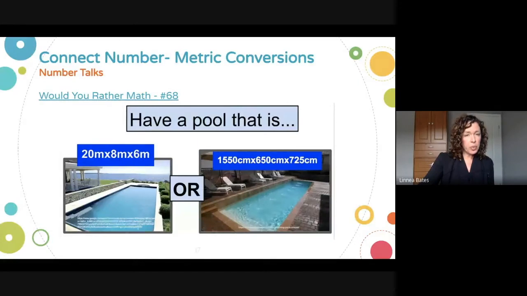This is another example. One of the other number expectations was that students could convert metric measurements. So this is a would you rather activity. Would you rather have a pool that is on the left, with the dimensions in meters, or the pool on the right, with the dimensions in centimeters? Students would have to do some metric conversions in order to figure that out.